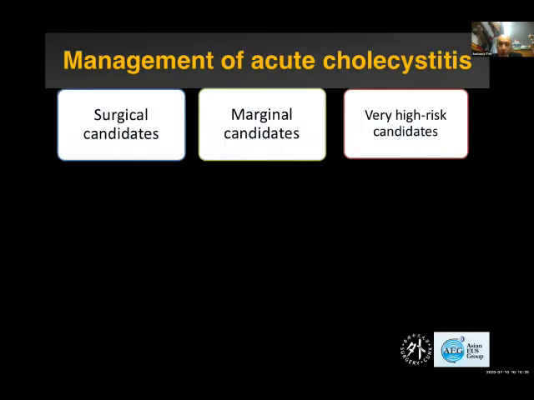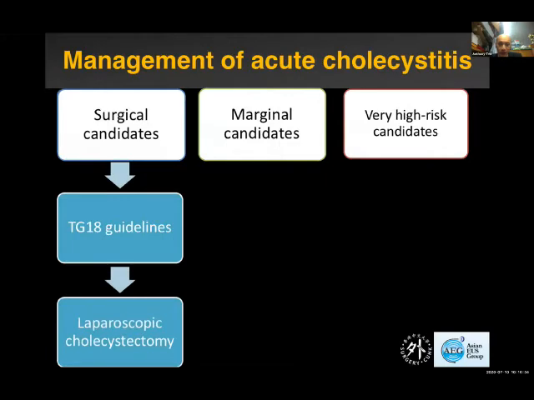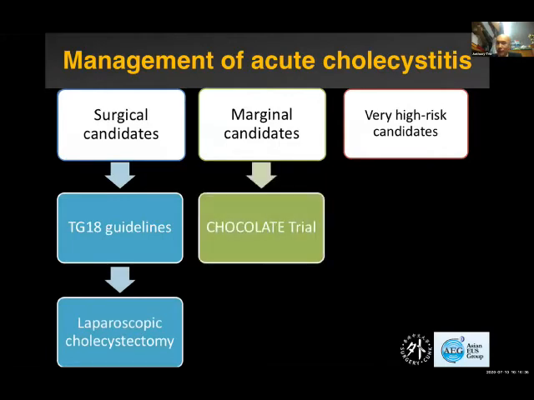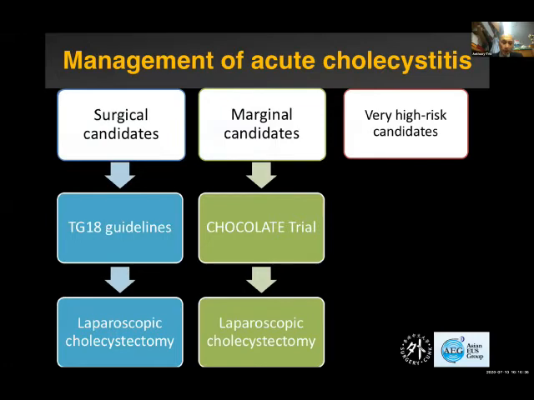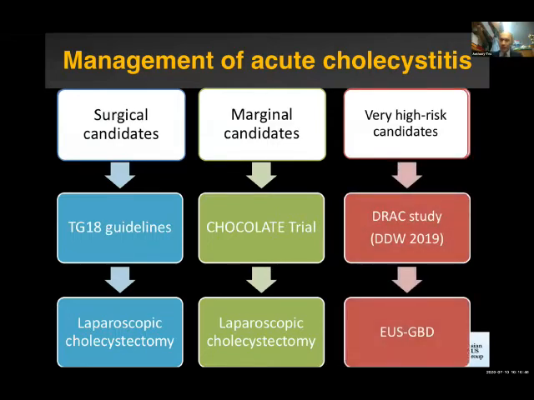So right now in management of acute cholecystitis, I think for surgical candidates it is of course laparoscopic cholecystectomy. For marginal candidates, according to the CHOCOLATE trial, it is again laparoscopic cholecystectomy. In patients who have multiple comorbidities, in whom you don't plan to perform cholecystectomy, I think with the DRAC study, we can conclude that EUS-GBD is the treatment of choice.